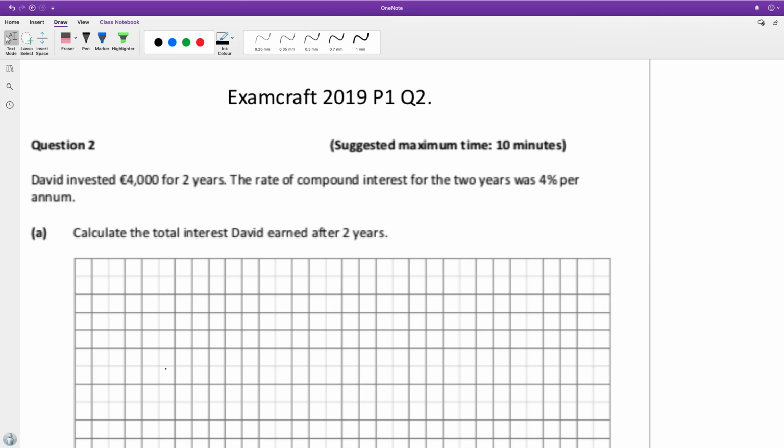Sorry? You can, yeah. You can't remember the formula. It's in your logbook. You didn't bring your logbook. You have to start bringing the logbook so you know where stuff is. F is equal to P times 1 plus I to the power T.